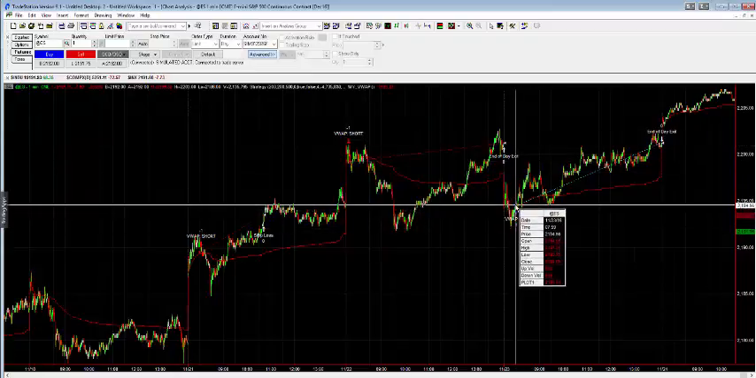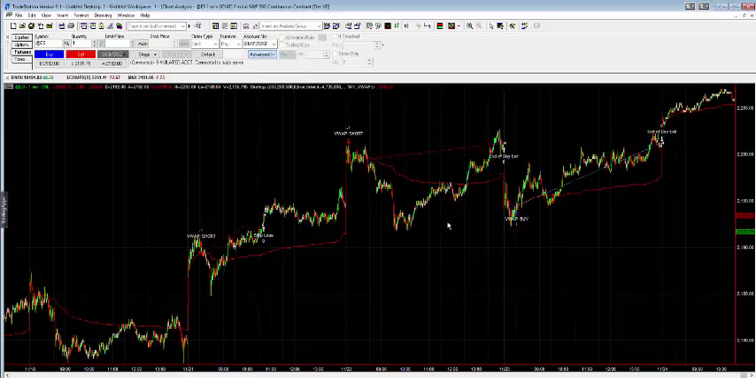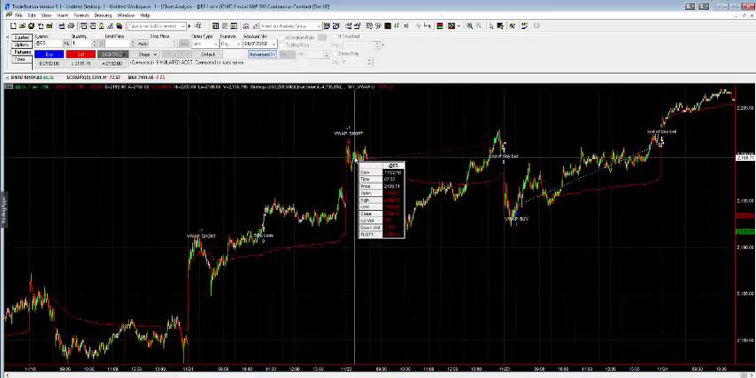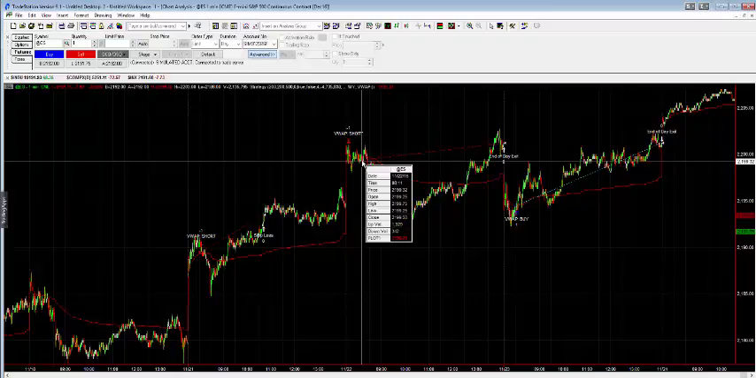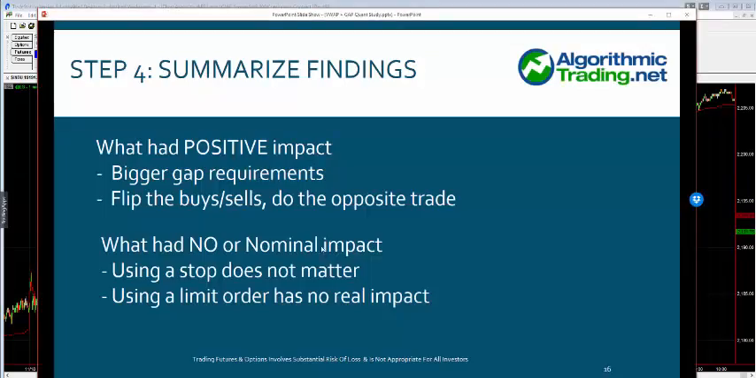Here's another one that would have worked out well. Everybody wants to capture these, but when you start adding in all the other cases where it doesn't work, it just is not profitable. Flipping the buys and sells seemed to help, had a positive impact, but still not enough to make this algorithm something that anyone would trade.